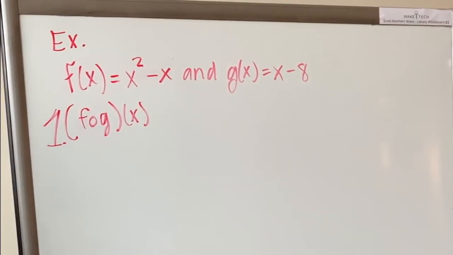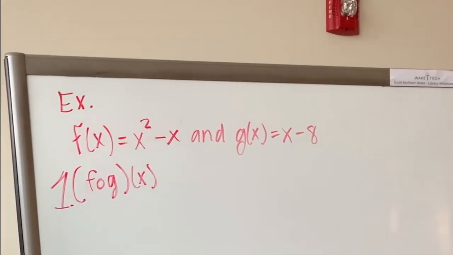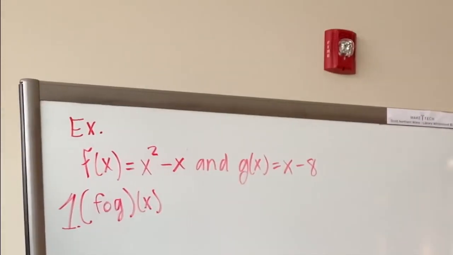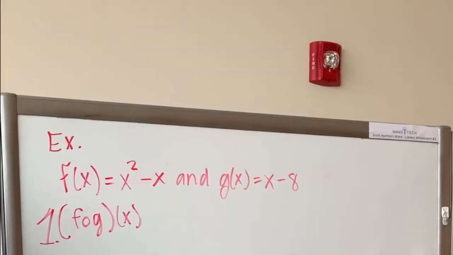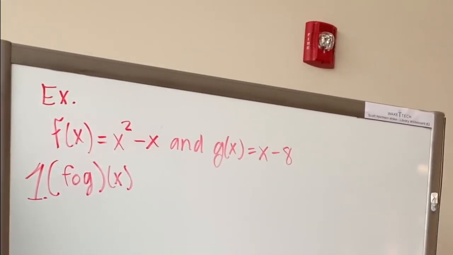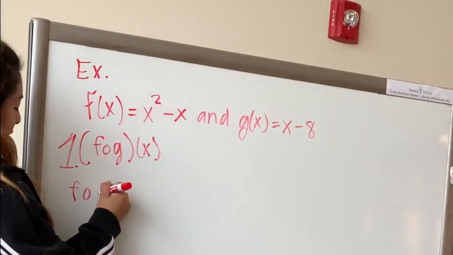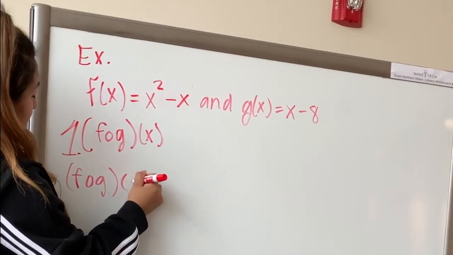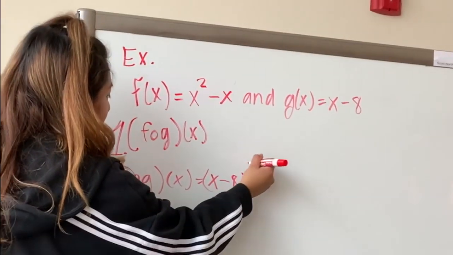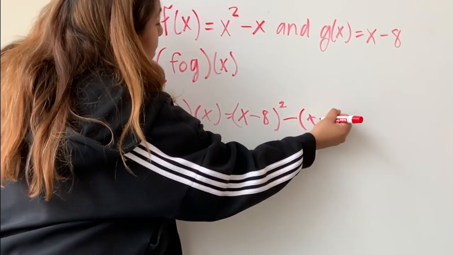So now we are going to do an example. Not every combining function is going to look like the one we have done. f of x equals x squared minus x, and g of x equals x minus 8. We are going to do f composed of g of x. So I'm going to put f composed of g of x equals x minus 8 in parentheses squared. And then we are going to put minus parentheses x minus 8.